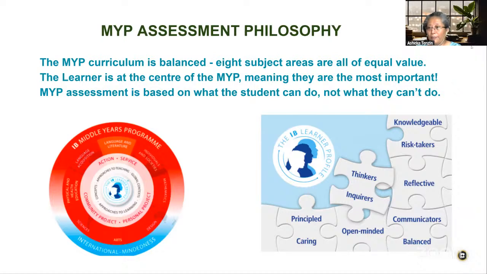Now, the MYP is a very balanced curriculum framework. It has 8 subject areas and all subjects have equal value. If you see the diagram, this logo or the model, you see a head in the center. That is the student. The learner is at the center, which means it is the most important thing in the whole framework. The MYP assessment is based on what the student can do, not on what they cannot do. So these are the main philosophies of the MYP assessments.